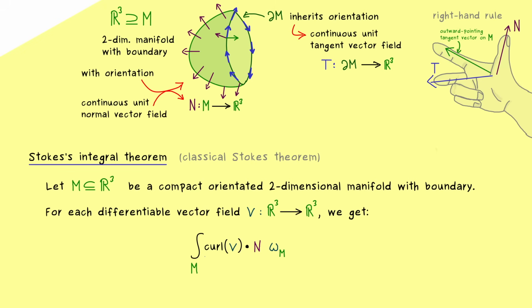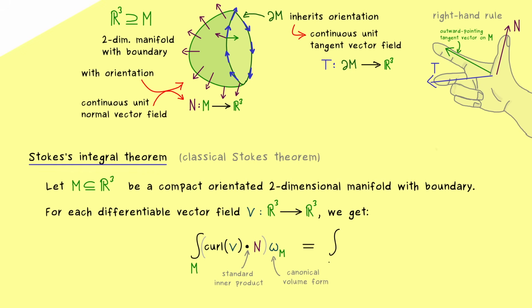And then we just integrate that by using the canonical volume form of M. The notations we use here are just omega M for the canonical volume form on M, and this big dot for the standard inner product in R3. Usually you would write pointed brackets for the inner product, but because this dot is very common in applications, I also use it here.